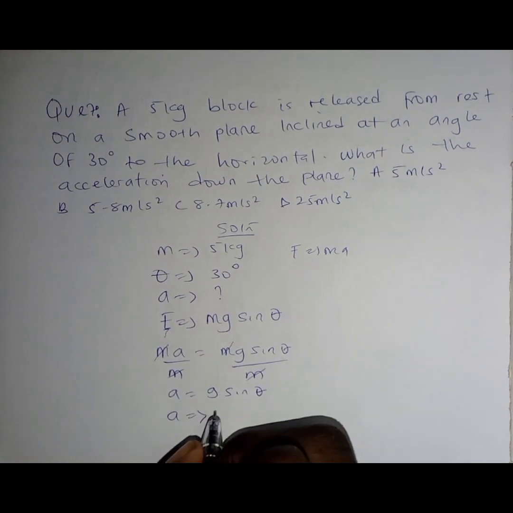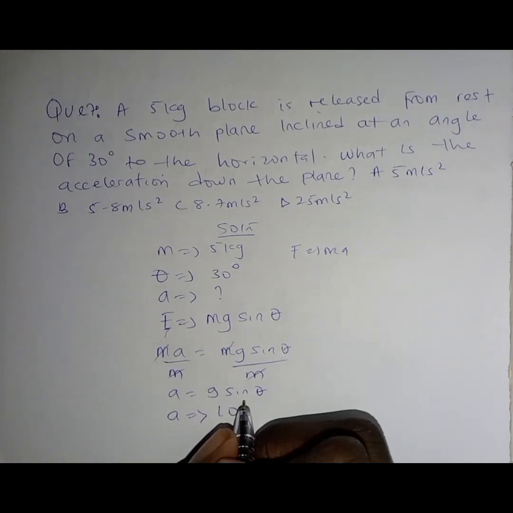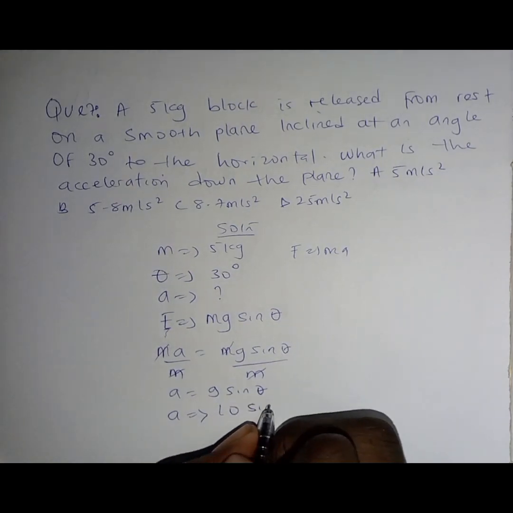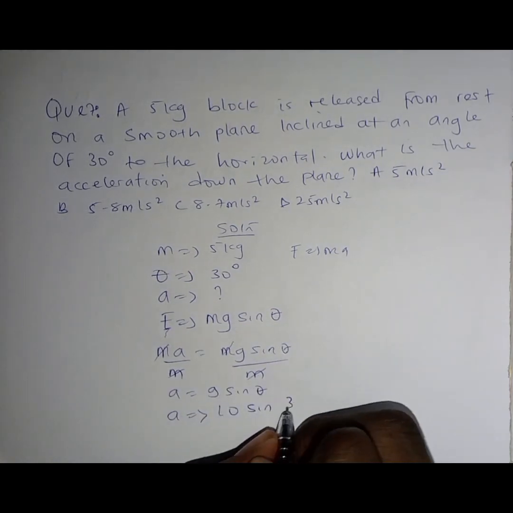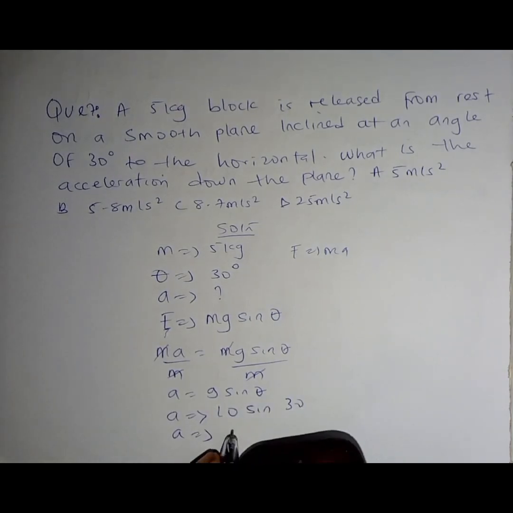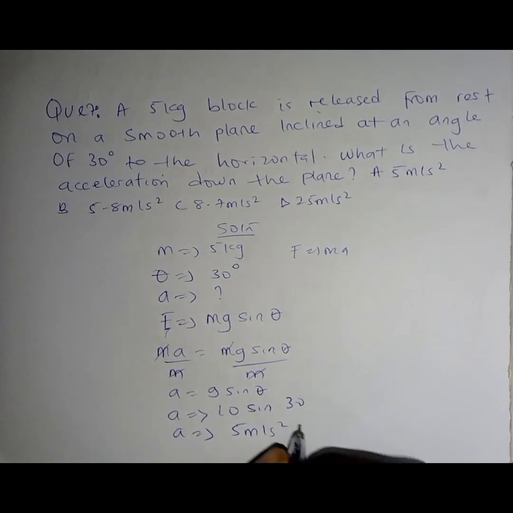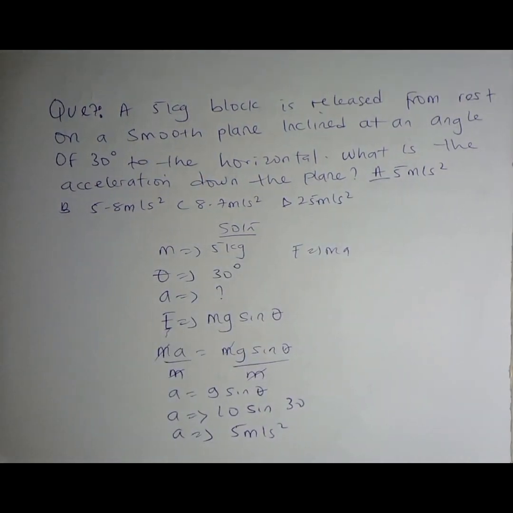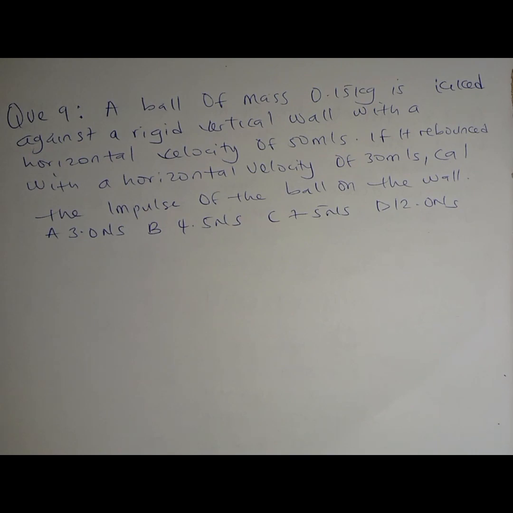What is g? G is what? 10. That is, the acceleration due to gravity is always constant, 10. Sine theta is what? 30. So taking this, 10 sine 30 will have what? 5. So therefore, 5 meter per second square. And then my option is option A. Now looking at this question carefully, case 9, a ball of mass.